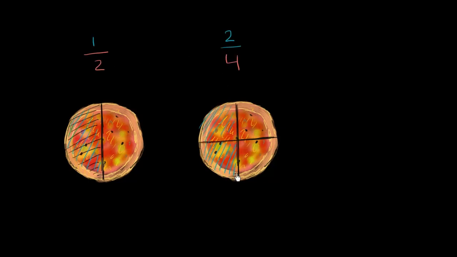If I eat 2/4 of a pizza, if I eat 2 out of 4 equal pieces, that's the same fraction of the pizza as if I eat 1 out of 2 equal pieces. So we would say that these two things are equivalent fractions.